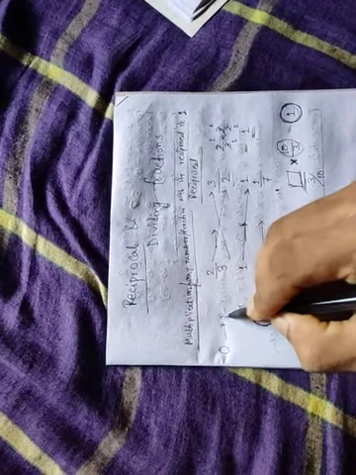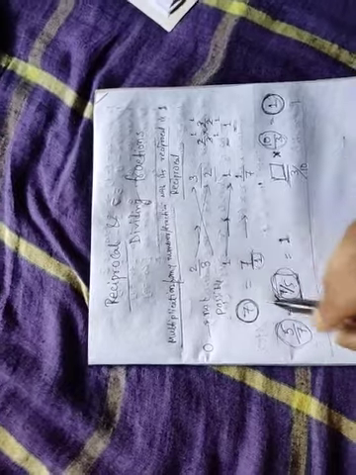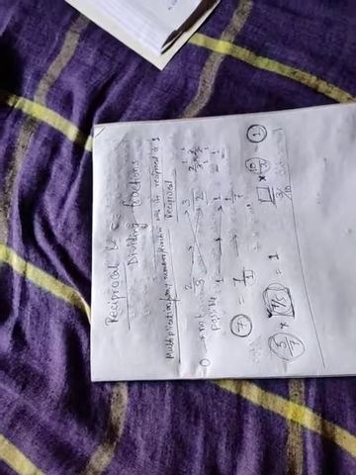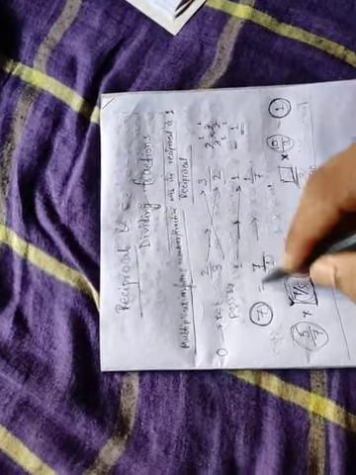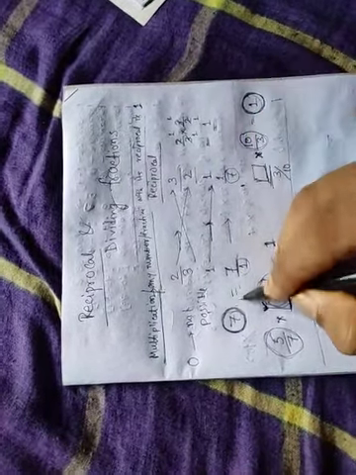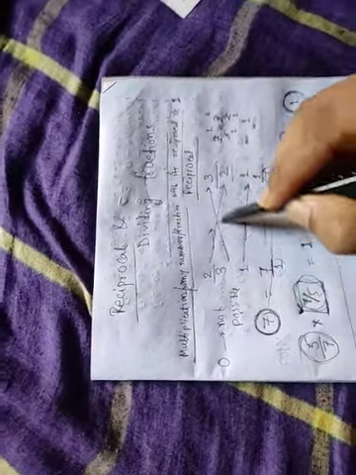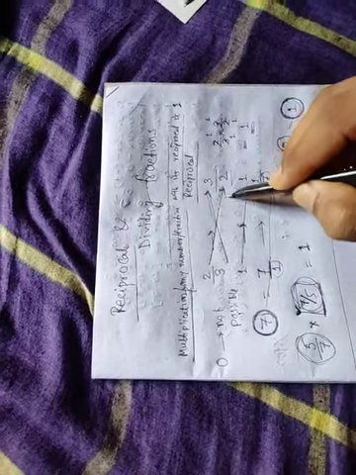And one thing you have to remember: the reciprocal of 0 is not possible. And the reciprocal of any integer number must be 1 upon that integer number. So clear? Lastly, I am telling you, the denominator will be the numerator and the numerator will be the denominator for any fraction.